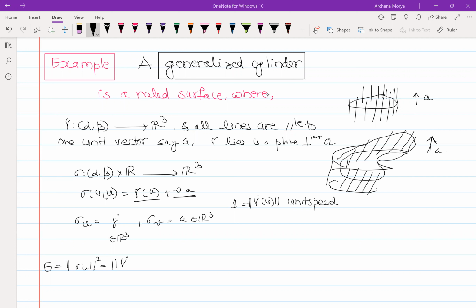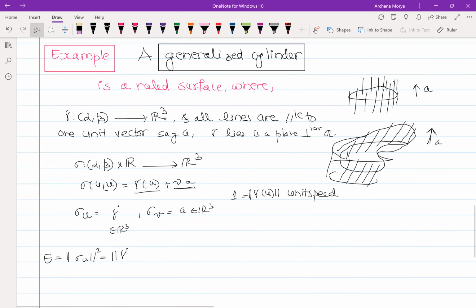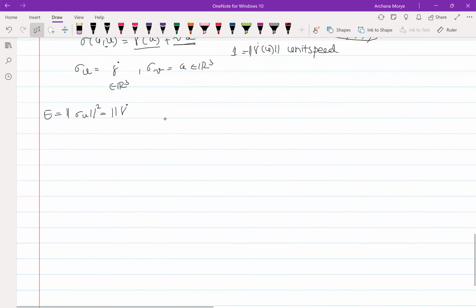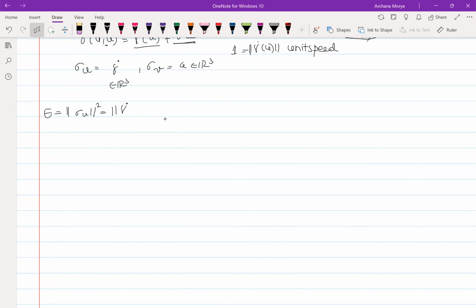So which is, I think there is a, are you getting some black patch on my screen? No, ma'am. No, okay, good. Okay, fine. So this is 1 then.